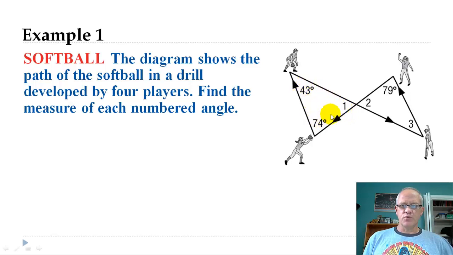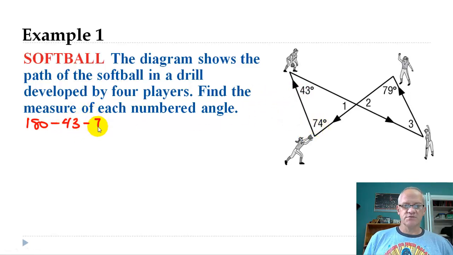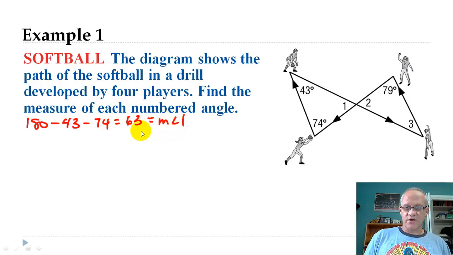What do I know about a triangle? There's supposed to be 180 degrees in that triangle, right? So if there's 180 degrees in that triangle, and I take away this angle, 43, and then take away this angle, 74, whatever's left will be my angle 1. So just 180 minus 43 minus 74. And that's going to give me 63. So that's the measure of angle 1.